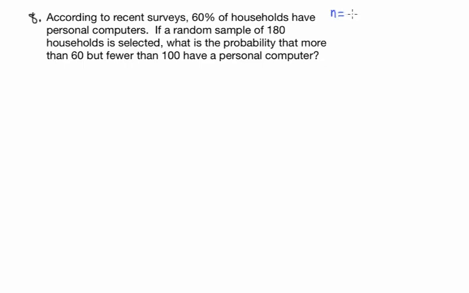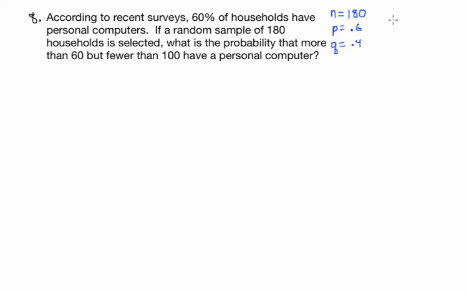First, N, 180 total households in our sample. P, what's the probability that they have a computer? 60% or 0.6. So then this is binomial: you either do have a computer or don't have a computer. So the probability of failure, Q, is going to be 40% or 0.4. To find that mathematically, you do 1 minus 0.6.